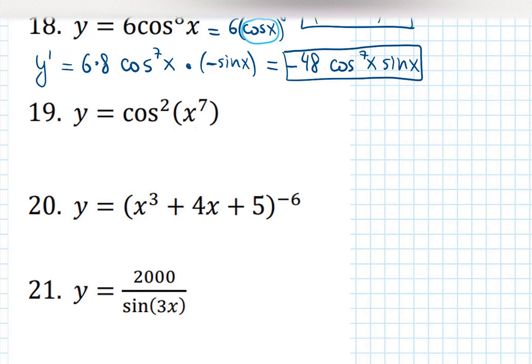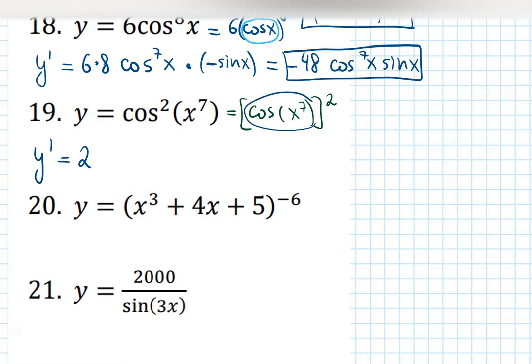Because basically what's going on here is we have cosine of the polynomial raised to the 2nd power. So now I see that indeed raising to the 2nd power is my last step. So I have to start with this step. When I differentiate, this is my last outside function. So I see something to the 2nd power. That means 2 goes down.